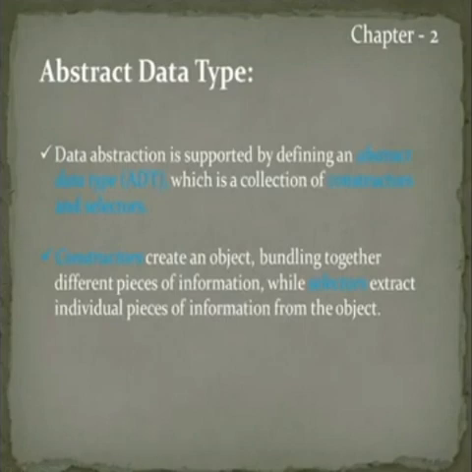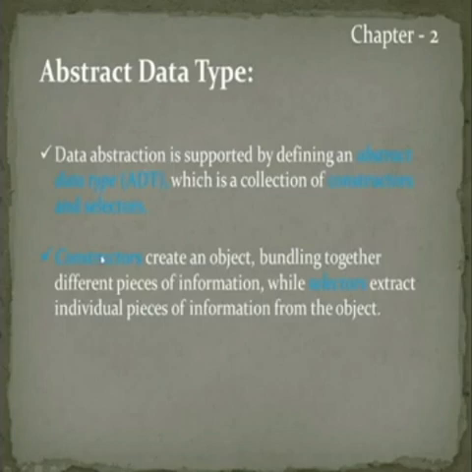Abstract data type. Abstraction, data abstraction. Next is abstract data type. Data abstraction is supported by defining an abstract data type. Simply it is ADT, which is a collection of constructors and selectors. That means the data abstraction concept is implemented by defining a data type that is said to be an abstract data type, and it is a collection of constructors and selectors.